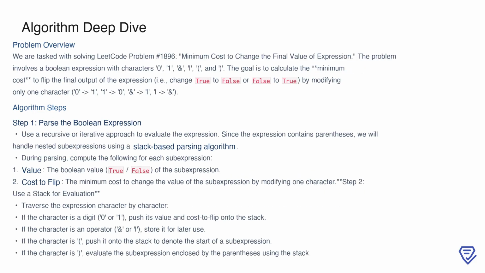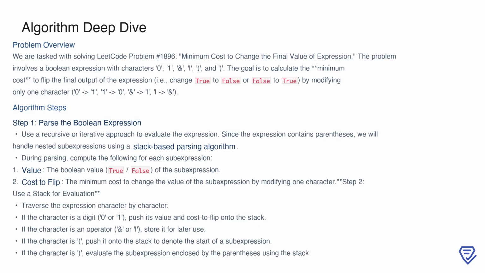In this problem, we are working with a Boolean expression made up of the characters 0, 1, AND, and OR. The task is to determine the minimum cost required to change the final value of the expression by modifying a single character. For instance, this involves flipping a 0 to a 1, or changing an operator like AND to OR. To achieve this, the solution involves several steps.